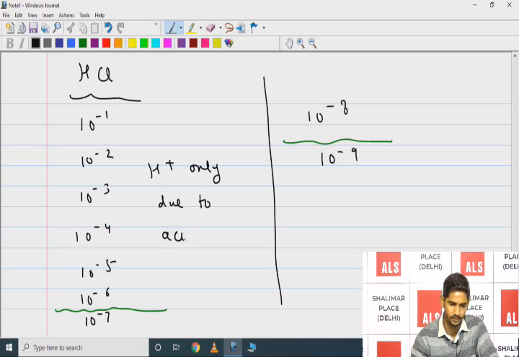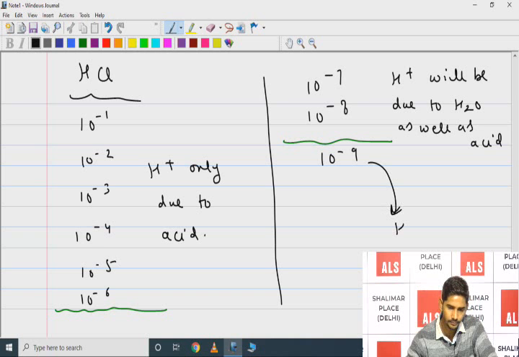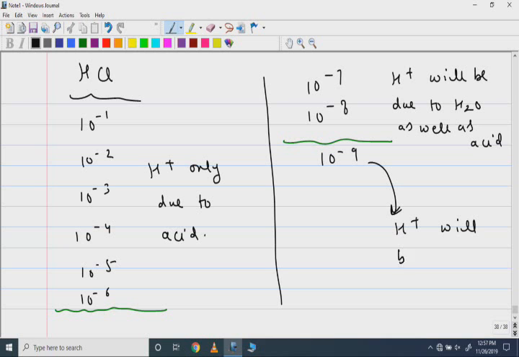due to acid. Whereas in the case of 10 to the minus 7, I'll write here 10 to the minus 7, in that case H plus will be due to water as well as acid, whereas here H plus will be due to water only. First of all, note down this table. This is really helpful for you.